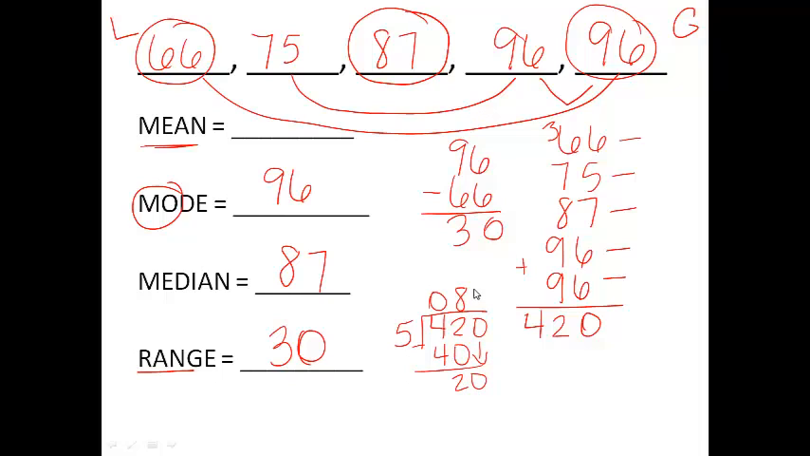5 can go into 20. How many times? 4. 4 times 5 is 20. Subtract. Your mean is 84.